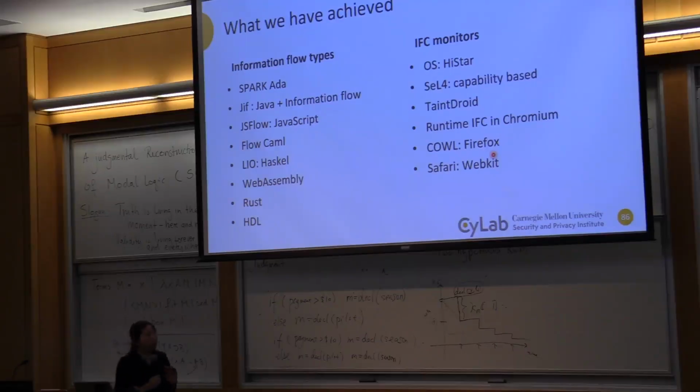So in terms of information flow types, the list goes on. Initially we have Spark Ada, we have JIF. JIF actually in the early 2000s, and Myers' thesis. That's like the first significant work on information flow types. JIF is actually still alive and well, but when we try to ask our students to use it, everybody hates it. Then for JavaScript there's work, for OCaml there's work, Haskell there's work, WebAssembly there's work. Now people are doing Rust. There are a couple papers in the past couple of years about Rust information flow type systems.